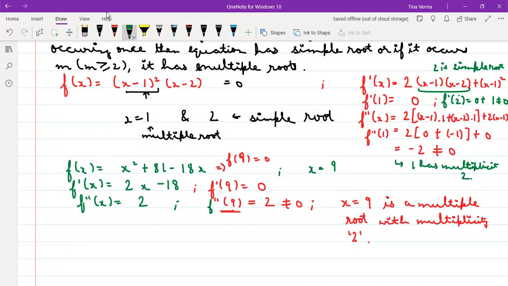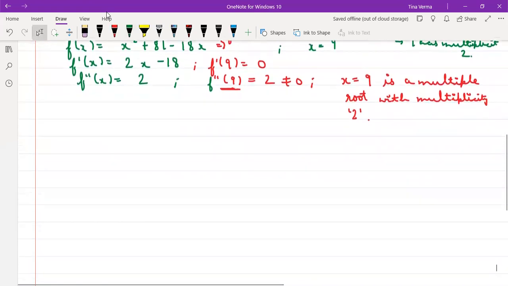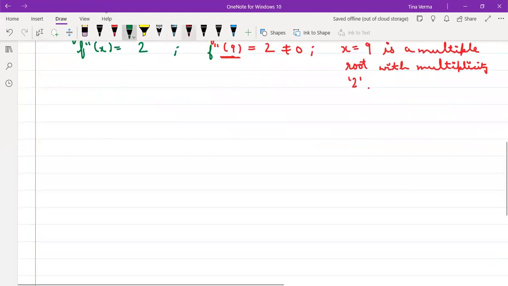If your first derivative, second derivative, whichever derivatives come out zero, and at that derivative which comes out non-zero, that will be the multiplicity of that root. Right? So now we are going to do the methods based on iterative methods. Now we are going to do iterative methods, that how we can find the root.